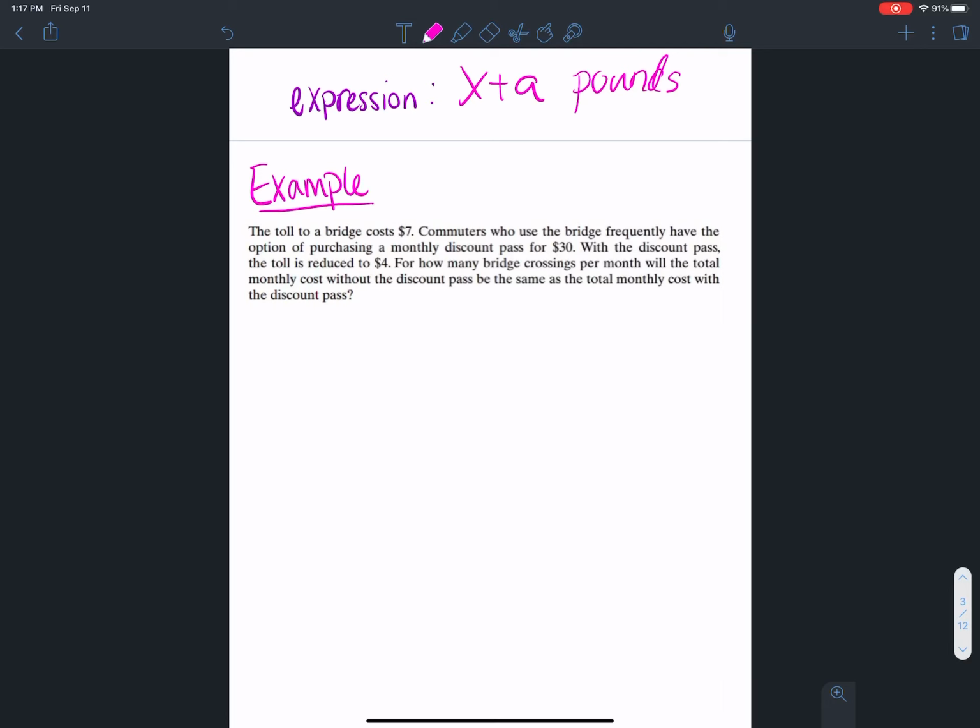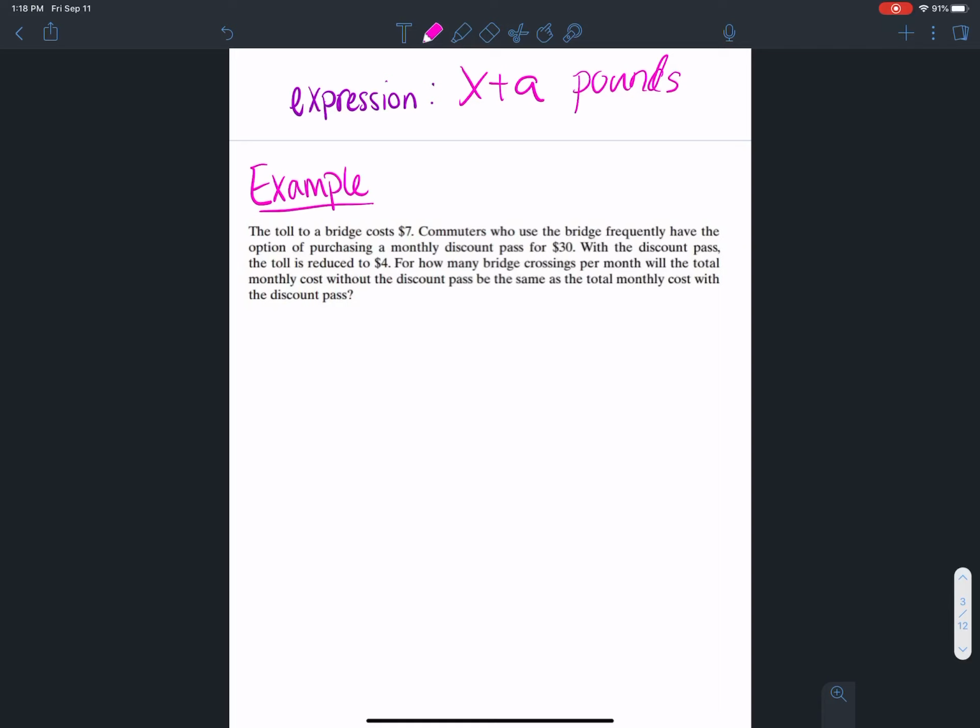So the toll to a bridge costs $7. Commuters who use the bridge frequently have, so actually, I have a new method. I'm gonna read the problem and then I'm gonna go back through it and underline important stuff. So let's restart. The toll to a bridge costs $7. Commuters who use the bridge frequently have the option of purchasing a monthly discount pass for $30. With the discount pass, the toll is reduced to $4. For how many bridge crossings per month will the total monthly cost without the discount pass be the same as the total monthly cost with the discount pass?